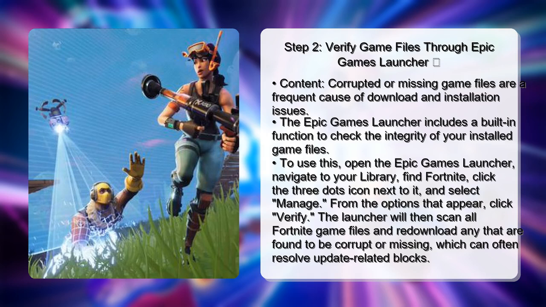Step: verify game files through Epic Games Launcher. Corrupted or missing game files are a frequent cause of download and installation issues. The Epic Games Launcher includes a built-in function to check the integrity of your installed game files. To use this, open the Epic Games Launcher, navigate to your library, find Fortnite, click the three dots icon next to it, and select Manage from the options that appear. Click Verify. The launcher will then scan all Fortnite game files and re-download any that are found to be corrupt or missing, which can often resolve update-related blocks.